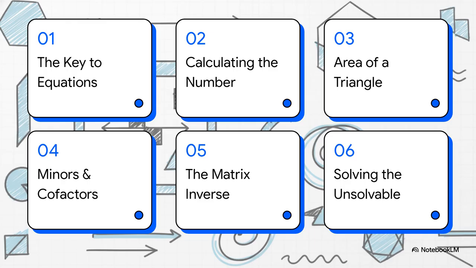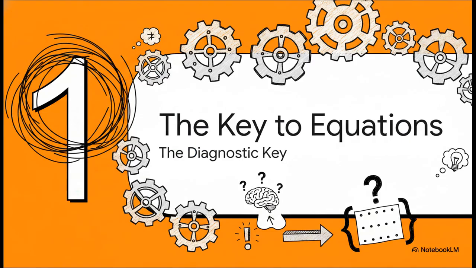All right, here's our roadmap for the chapter. 1. The key to linear equations. 2. Calculating the magic number. 3. Geometry, area of a triangle. 4. Minors, cofactors, and adjoints. 5. The matrix inverse. And finally, 6. Solving the unsolvable.